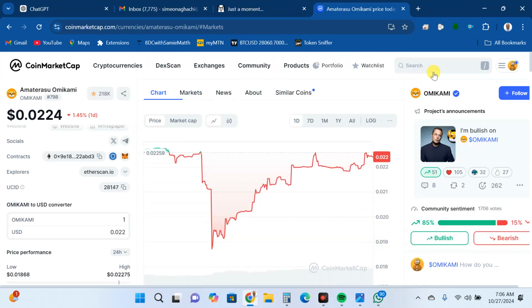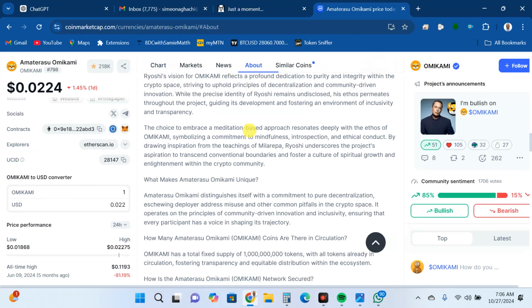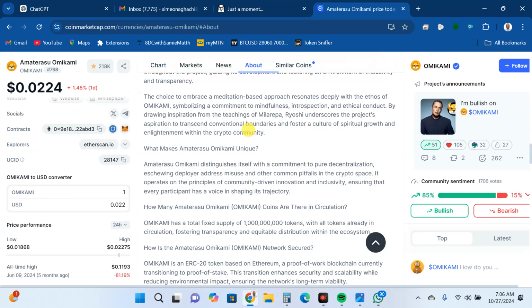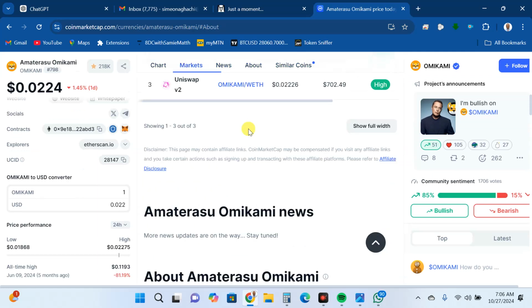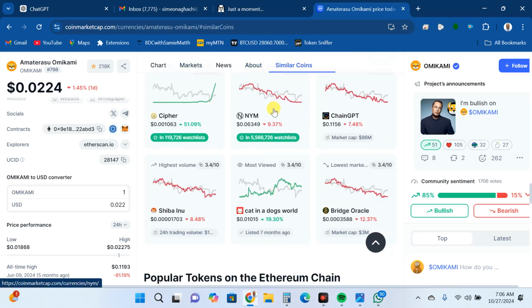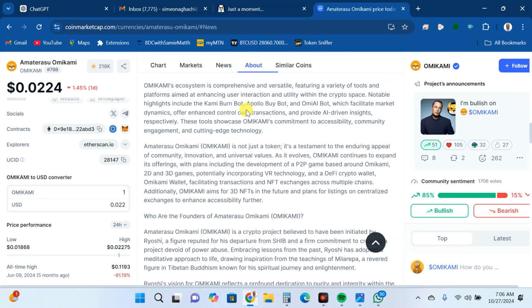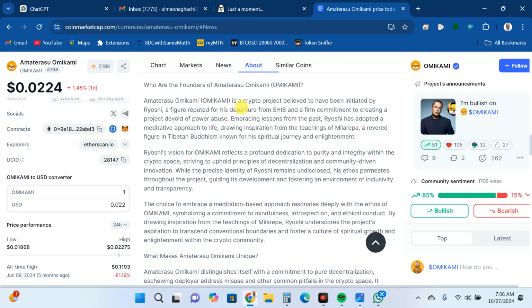Is there any more thing I need to tell you on this basics course? Okay, this one is for charts, for advanced traders and all that. So about the coin, you can click About to read more about the coin, the team behind it, and the problem it is here to solve in the crypto market. Coins that are similar to Omikami, you can actually click on them to see news releases about Omikami. You can actually click on all of that.